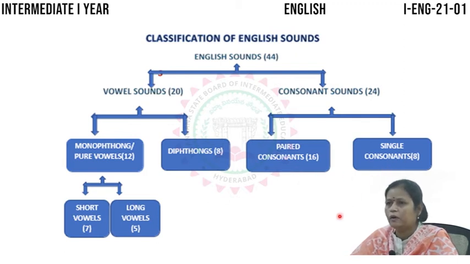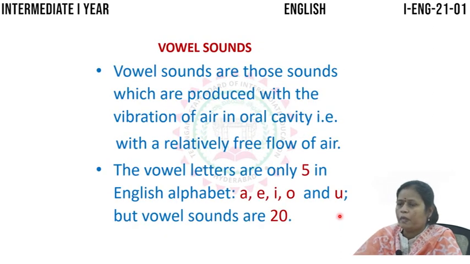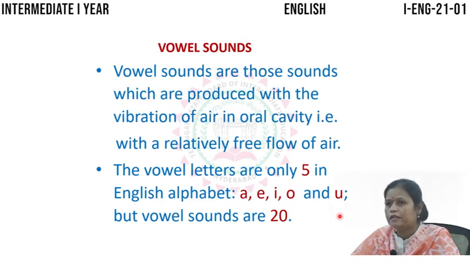So this is the whole classification which is given in the form of a tree diagram for you. This also helps you in information transfer, where we learn how to put a tree diagram into a paragraph. So in this slide we will look at what vowel sounds are and what happens when we produce vowel sounds.